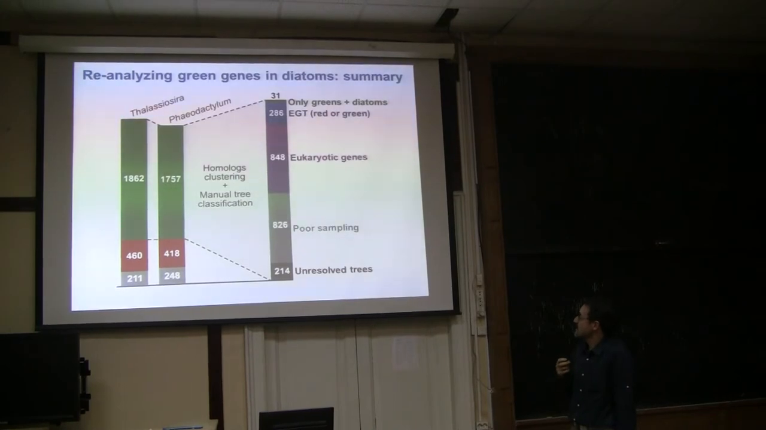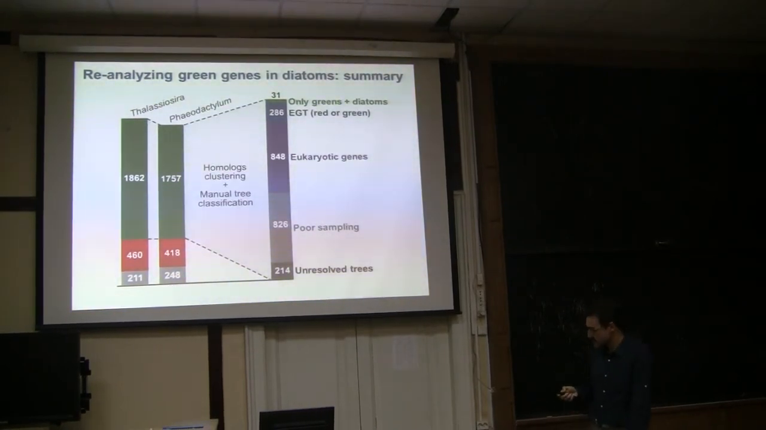So for most of the genes analyzed, we have either typical eukaryotic genes without any evidence of endosymbiotic gene transfer, or poor sampling genes that were impossible to put in the category of endosymbiotic gene transfer or not, and a relatively large number of completely unresolved trees, and only a relatively small proportion of phylogenies that really supported the acquisition of these genes by diatoms through endosymbiotic gene transfer.